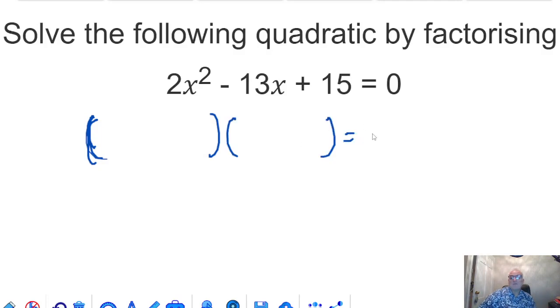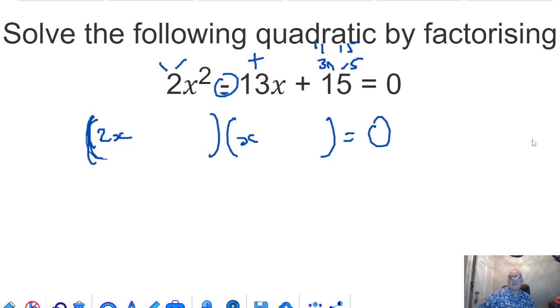I'm going to do my set of brackets. I'm looking for the factors of 2. Well, one's going to be 2x, one's going to be x. And then I'm looking for the factors of 15. So I've got 1 and 15, and I've got 3 and 5. They're my two factors. I'm looking for something that when I add together gives me negative 13. So it's important that you got that negative 13 there.